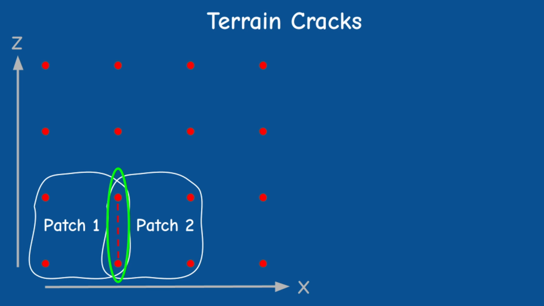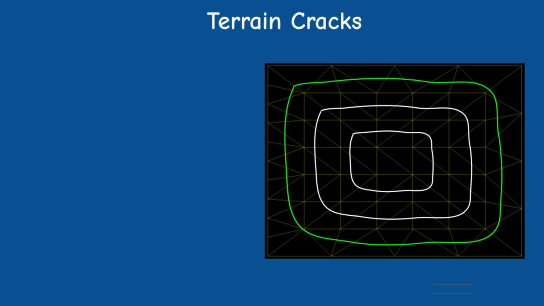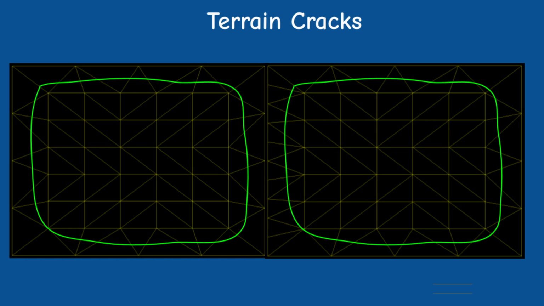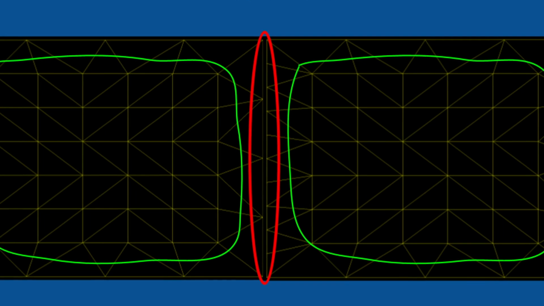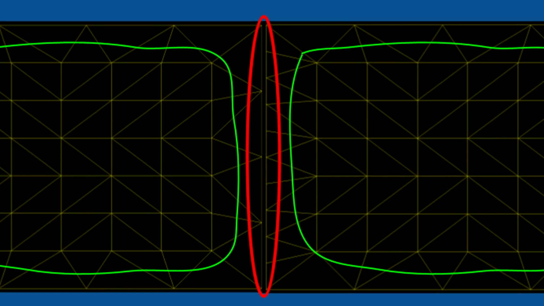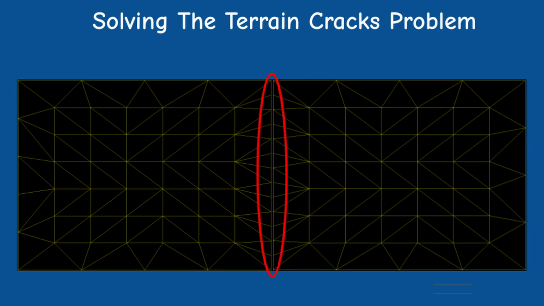The patches share edges between them, and the tessellator will create a set of inner rings around the center of the patch, plus an external ring along the edges. If the tessellation level of two neighboring external rings is different, there will be cracks in the terrain, as we have discussed in GeoMIP mapping. To avoid cracks in GeoMIP mapping, we made sure to use the same LOD on the two sides of a shared edge, and the solution here is the same.